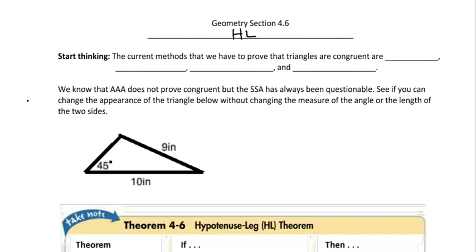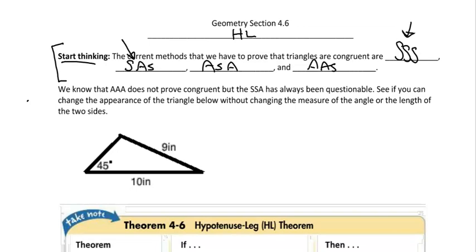Okay? Now, the start thinking part says the current methods we have to prove triangles are congruent. What have we done so far? SSS, SAS, ASA, and AAS. Now, I want to remind you why those shortcuts work. These methods work because there is only one possible triangle that can be created if you know all the side lengths. There's only one possible triangle that can be created if you knew two side lengths and the angle between the sides, and so on.